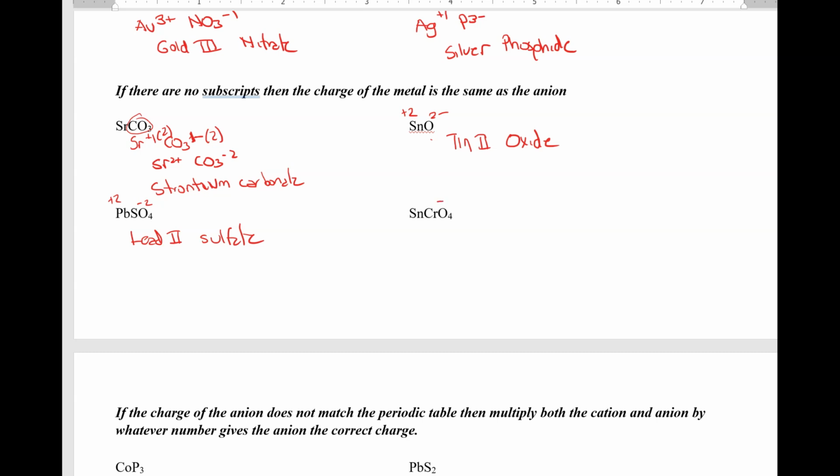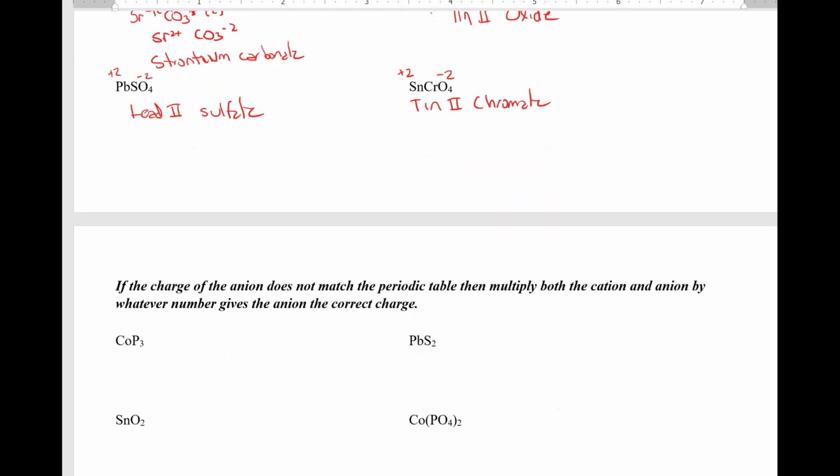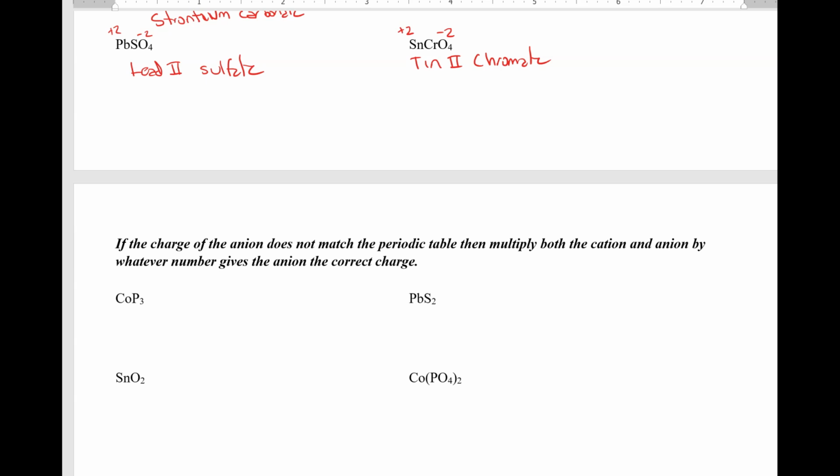Here, once again, no subscripts. So this is going to be a negative 2 for chromate. Tin has to be a positive 2. So tin(II) chromate. This is why it's so important to memorize those polyatomic ions, because otherwise this would be an impossible question to do. But by knowing them, you speed up the process drastically and you're able to get the correct answer. If the charge of the anion does not match the periodic table, then multiply both by the cation, what I just did, right?